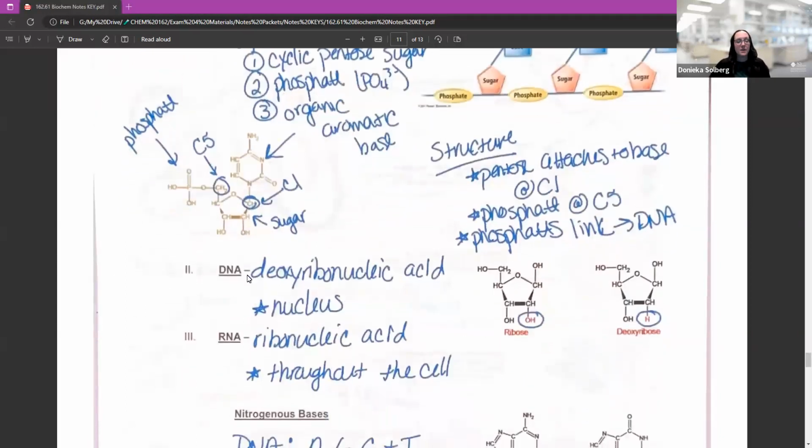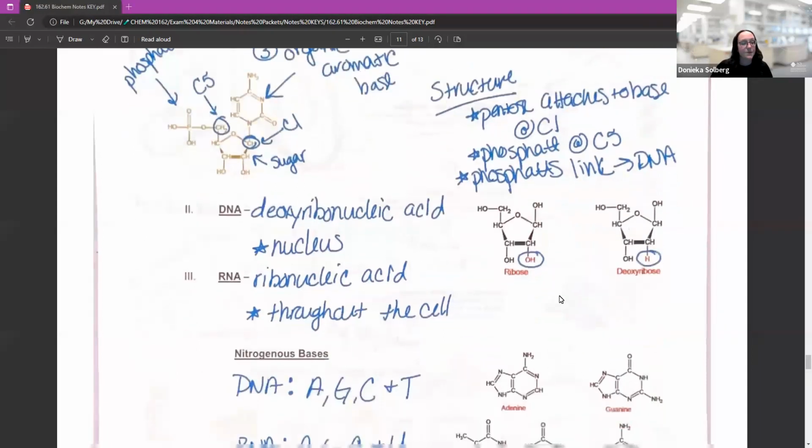Okay, so what's the difference between DNA and RNA? It is one little oxygen. Okay, DNA is deoxyribonucleic acid, and RNA is ribonucleic acid. So the difference between these two saccharides or monosaccharides is one little oxygen. Now that one little oxygen is really important because deoxyribonucleic acid can't go outside of the nucleus, whereas ribonucleic acids can go outside of the nucleus. Okay, so those are the differences between our two 5-carbon structures.